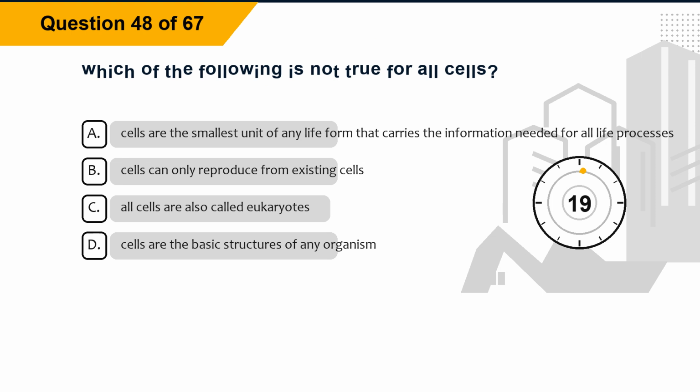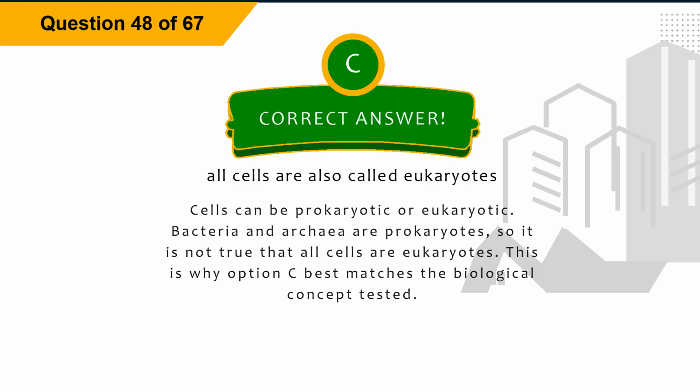Question 48. Which of the following is not true for all cells? Option A. Cells are the smallest unit of any life form that carries the information needed for all life processes. Option B. Cells can only reproduce from existing cells. Option C. All cells are also called eukaryotes. Option D. Cells are the basic structures of any organism. The correct answer is option C. All cells are also called eukaryotes.